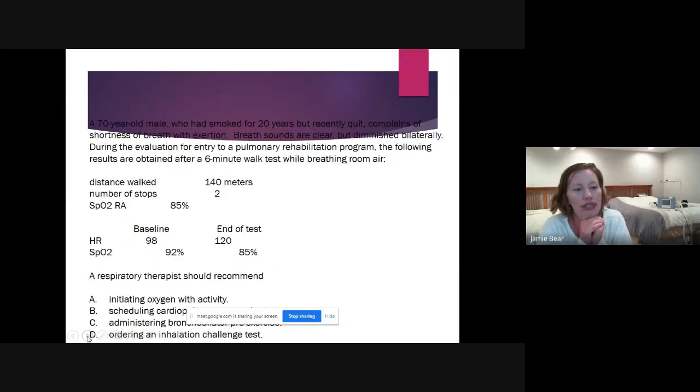good. We have a 70-year-old male who had smoked for 20 years but recently quit. They now complain of shortness of breath with exertion. Breath sounds are clear but diminished bilaterally. During the evaluation for entry to a pulmonary rehab program, the following results are obtained after a 6-minute walk test while breathing room air. We have 140 meters walked. The patient stopped twice. Their baseline SpO2 on room air was 92%, and it dropped to 85%. What would you recommend?